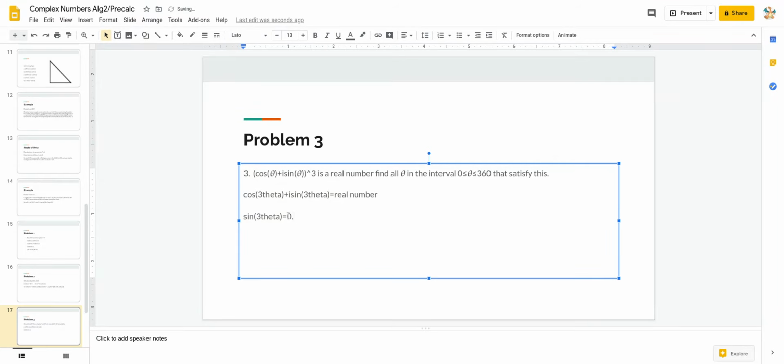So now you want to look at what sine thetas are there such that it's equal to 0. And sine theta is equal to 0 at 0, 180, 360, and so on. So every multiple essentially of 180. So that means theta is equal to 0 works, theta is equal to 60 works, theta is equal to 120 works, 180, 240, 300, and 360. So those are your answers.